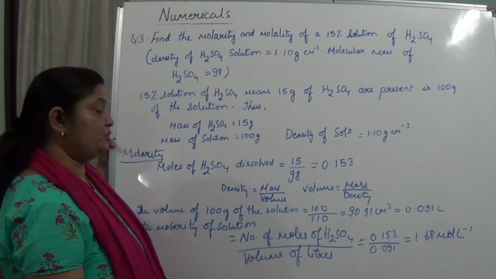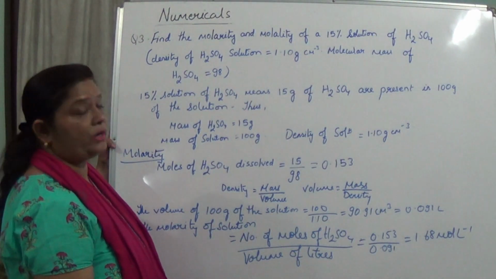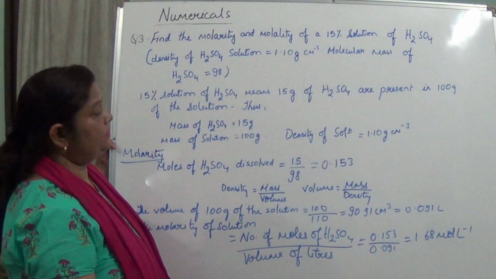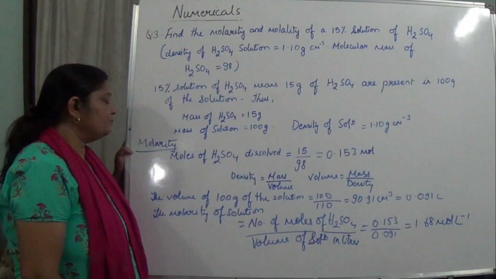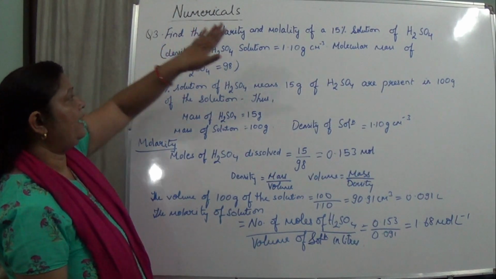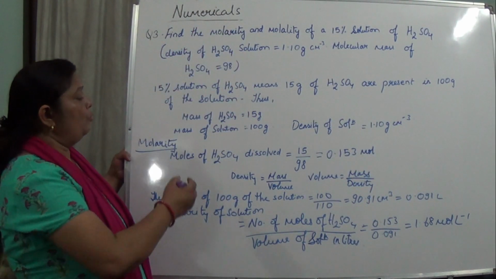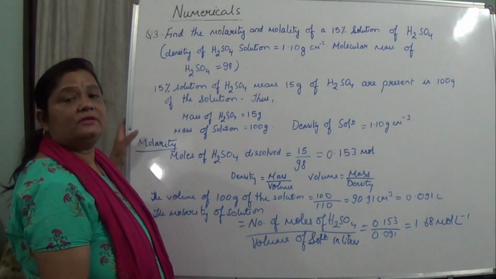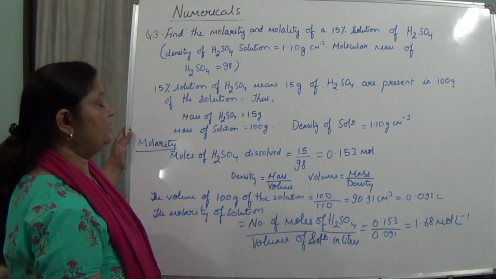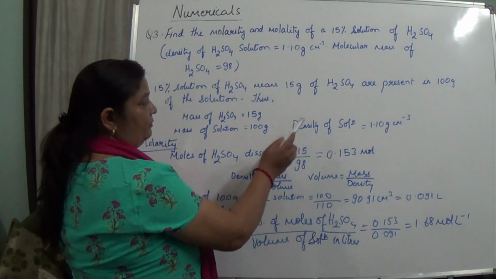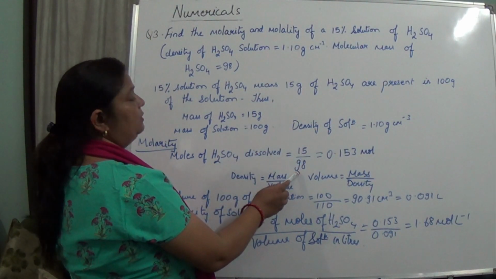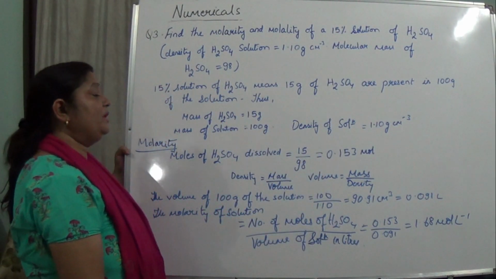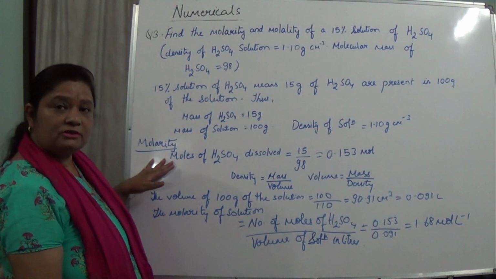For molarity, from the values given, we will first calculate the number of moles. Why? Because the formula of molarity is number of moles of the solute upon volume of solution in liters. So molarity, moles of H2SO4 dissolved. How do we calculate the number of moles? It is the given mass upon the molar mass. Given mass is 15 grams, 15 grams upon the molar mass, that is 98. We get 0.153 moles.